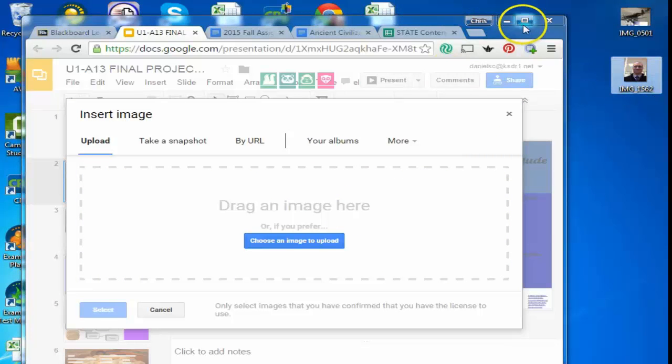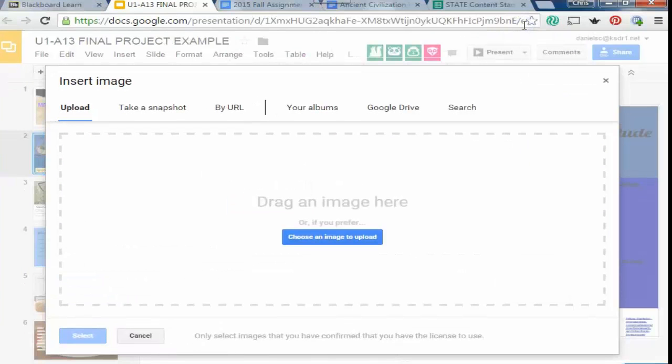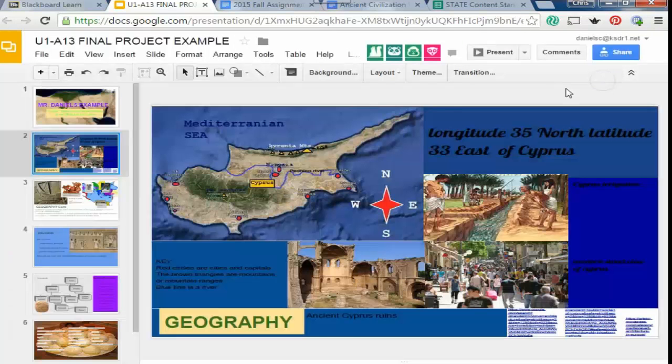For you all, if you're working on the Chromebooks, you're going to have to add it to your Google Drive, so it's going to go in your download folder. You drag it into Google Drive and you would add it here from Google Drive. Alright, so that's been added.